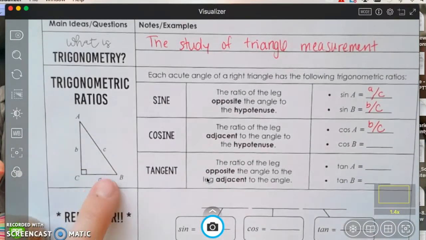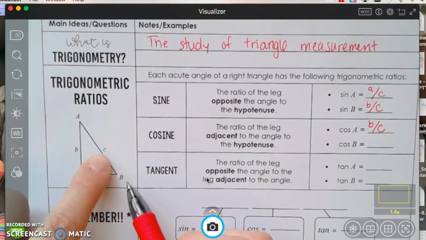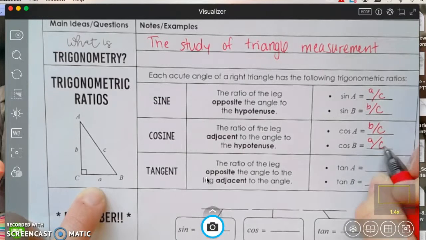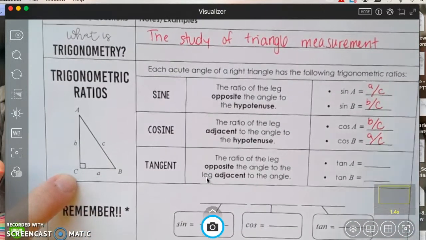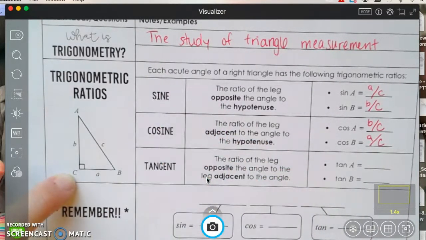Now let's focus on angle B. So we are looking at the adjacent leg to that one. Once again, C is also adjacent, but that's the hypotenuse. So we're going to look at side A over C, my hypotenuse. And the reason why we're not talking about angle C at all is because we're only looking at acute angles here when we talk about right triangle trigonometry.